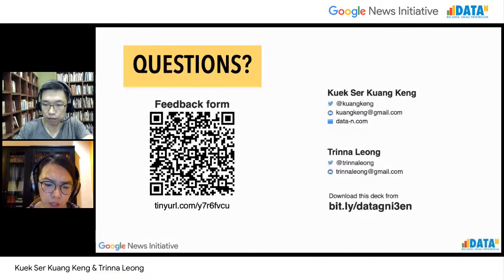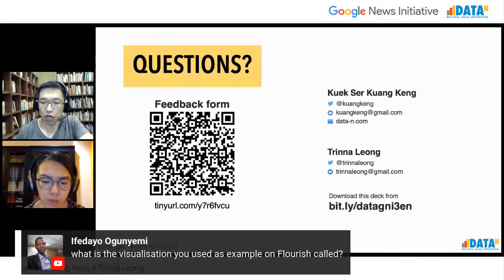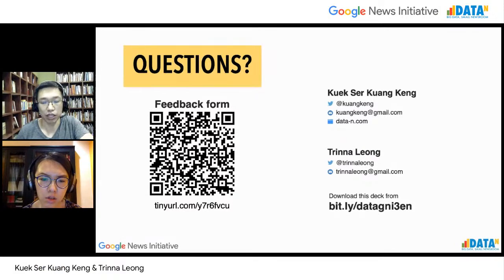The next question is from Ifedayo. What is the visualization you used as an example in Flourish, called bar chart race? If you open up the templates, you will see there's a bar chart race there. It is different from the simple bar chart. The one on top is the simple bar chart, where the bars don't race against each other. But this one is called bar chart race.